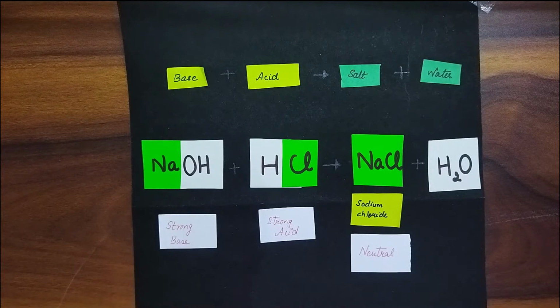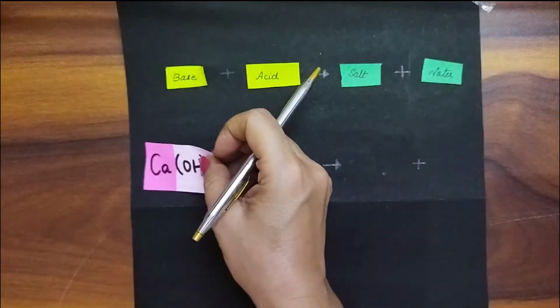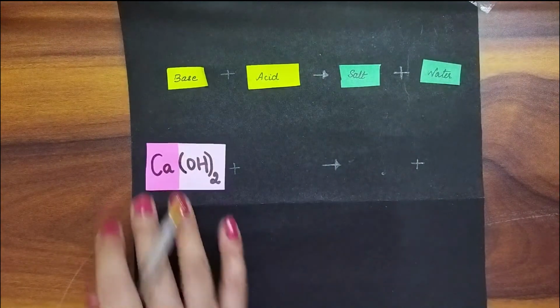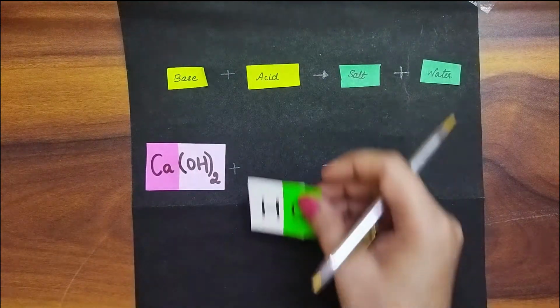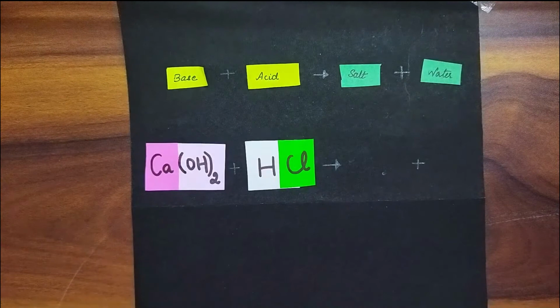Now let me take another example. In the second example, I am taking calcium hydroxide as the base, and again I am taking the same acid, that is HCl.